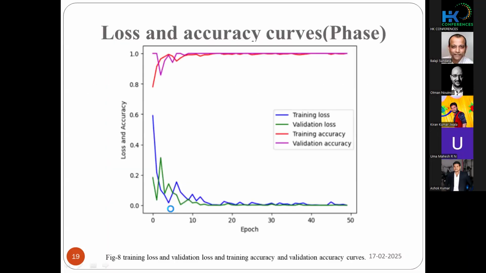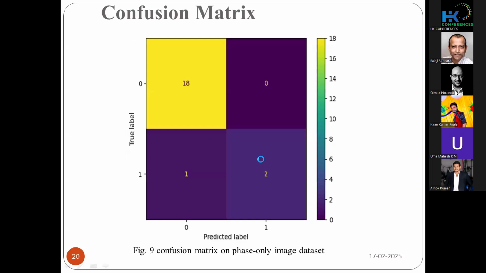So after training this convolutional neural network on the face-only image dataset, I have generated the loss and accuracy plots. You can see the training loss and validation loss is decreasing, and the margin between training accuracy and validation accuracy is less. So the neural network is correctly converging and it is fitting well. Next, I have calculated the confusion matrix on the face-only image dataset, where 18 images are predicted as true negative, 2 images as true positive, 1 image as false negative, 0 images as false positive.